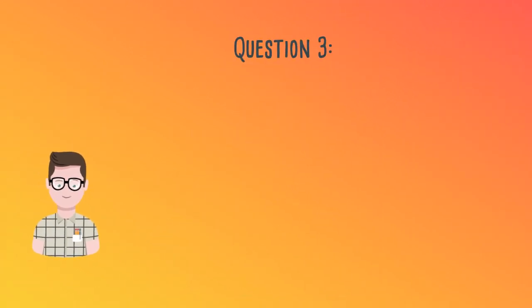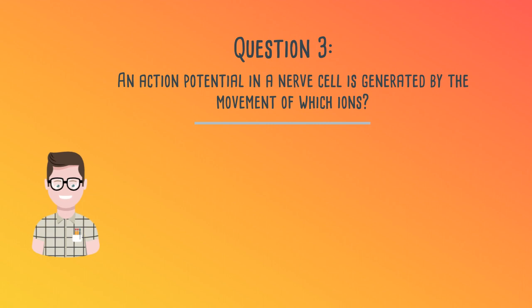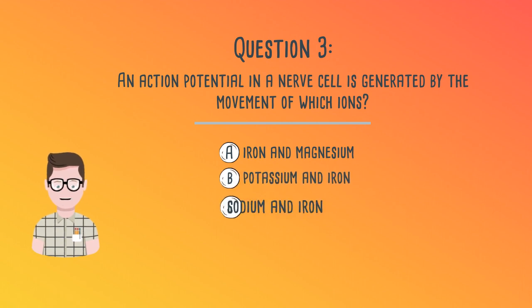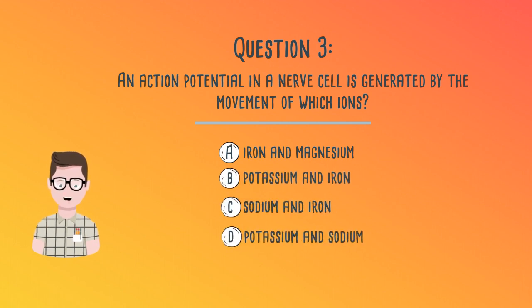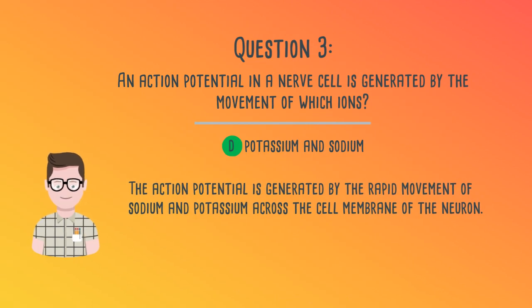Question 3. An action potential in a nerve cell is generated by the movement of which ions? A. Iron and magnesium, B. Potassium and iron, C. Sodium and iron, or D. Potassium and sodium? The correct answer is D. The action potential is generated by the rapid movement of sodium and potassium across the cell membrane of the neuron.